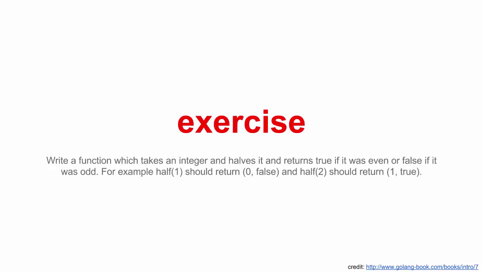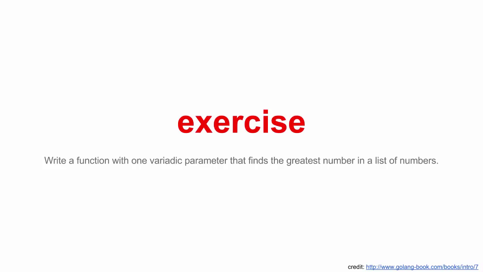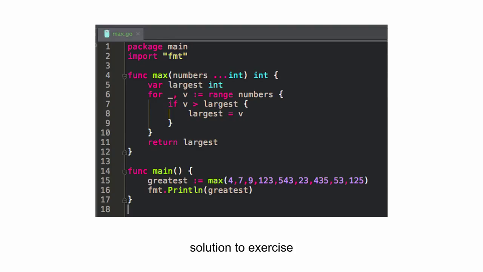So then there's some exercises. Write a function, so you're actually getting into some things. And there's the solution to the exercise. You're actually going to have to type that one since it's a screenshot. And write a function with one variadic parameter that finds the greatest number in a list of numbers. That comes from Caleb's book. And here's a solution to that.